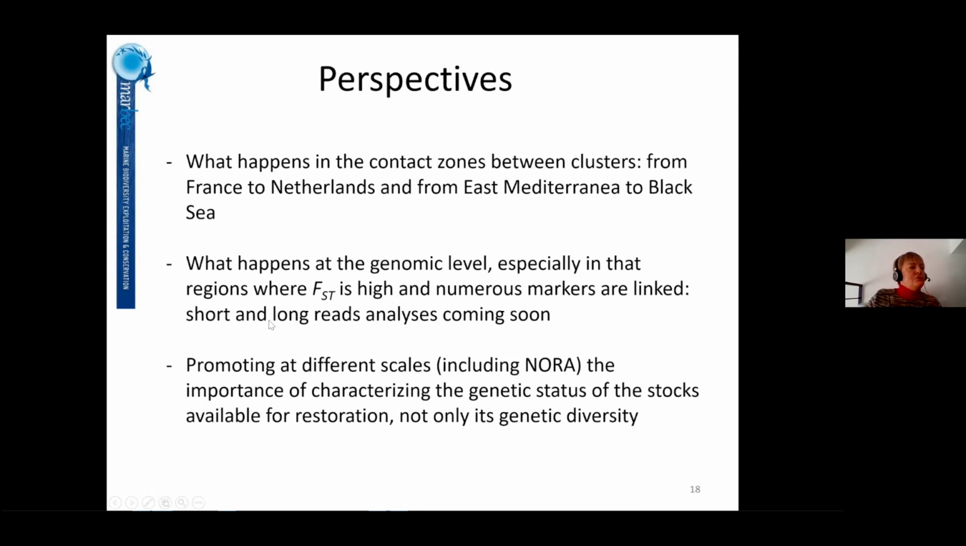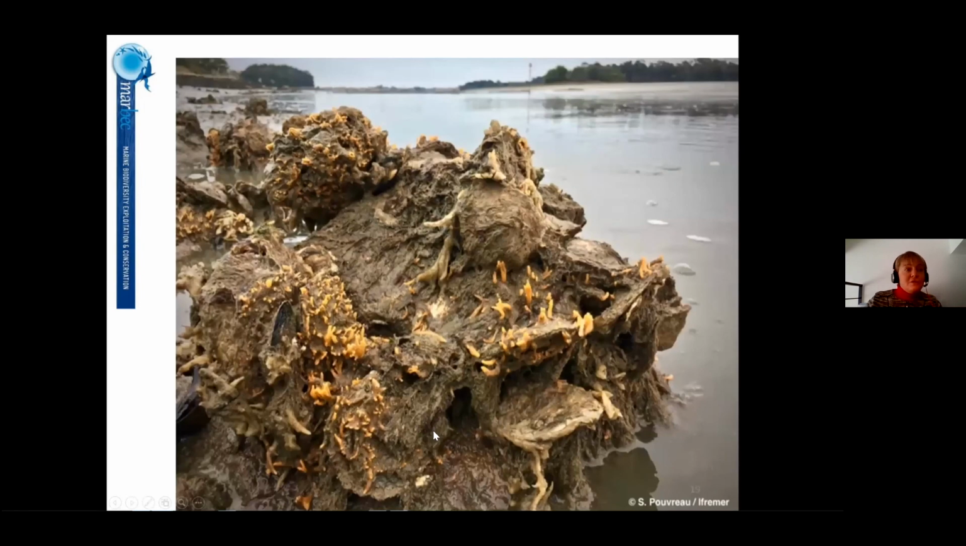And as short and long read analyses will come soon, I will be able to give you some results maybe in about 1 year. And I wanted to end on the fact that in the context of NORA and restorations, I would like us to promote that it is important to characterize the genetic status of the stocks available for restoration, not only for genetic diversity, but also for genetic structure, and also differentiation between different traits, such as resistance to bonamiosis. So thank you for your attention, and maybe it was a little bit too long.